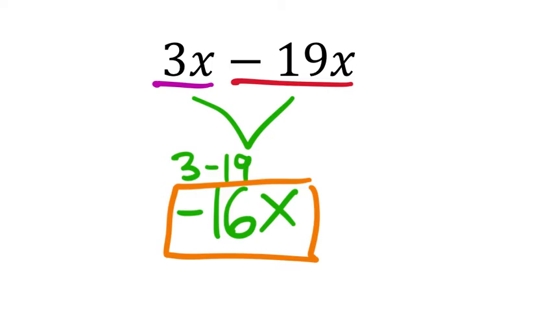Is it okay that they're negative? Yeah, it is. It's okay if your coefficient is negative. And what is the coefficient here? It's negative 16. What's the variable? X. How many terms are there? There's just one right here. There were 2 in the beginning, but they were both like terms. Okay, so there's all the vocabulary right there too.